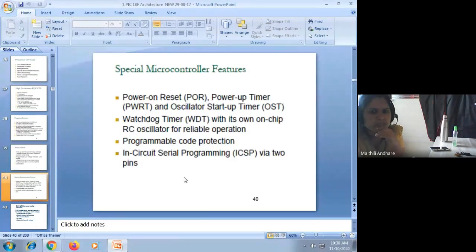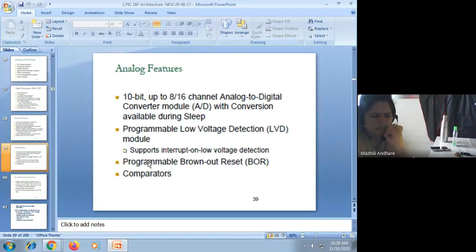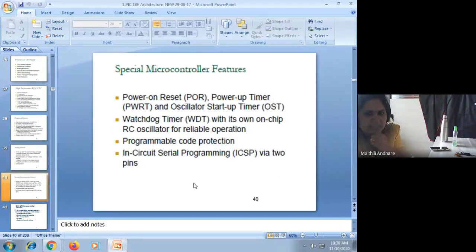Programmable low voltage detection module means what? In the PIC microcontroller, the feature is that if your voltage goes below a certain level, that can be detected. So that facility is available. Sometimes that is also called a brownout reset. So the brownout reset is related to this. This feature is available when your voltage goes below a certain level, so that can be detected.